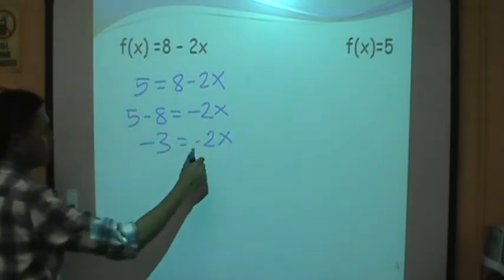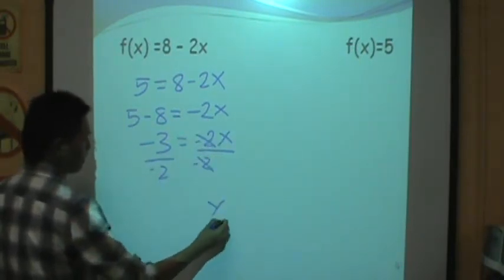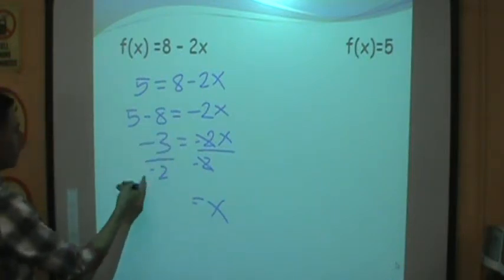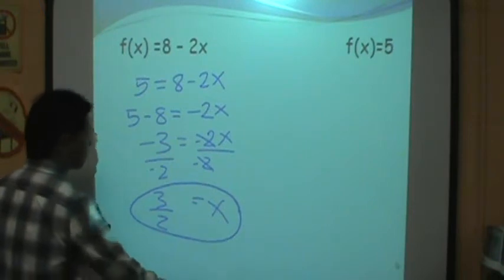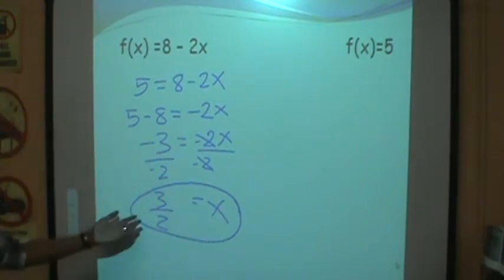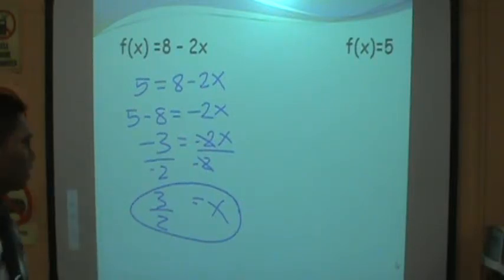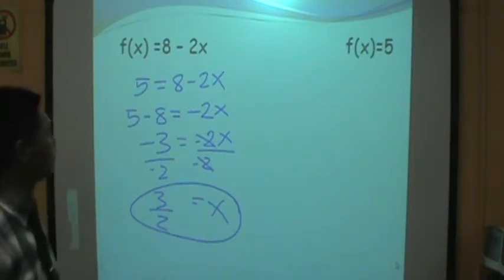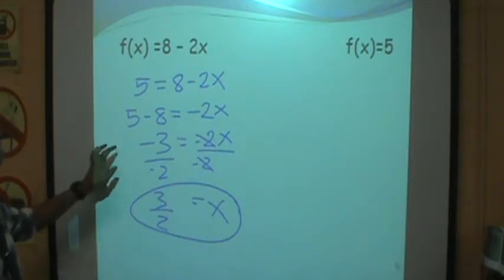You want to have x alone, we need to get rid of that negative 2. And now you have negative divided by negative is positive. Negative divided by negative is positive. That's why final answer is positive 3 over 2. Okay? Again, you can always go back to the very beginning of this example if you are confused.